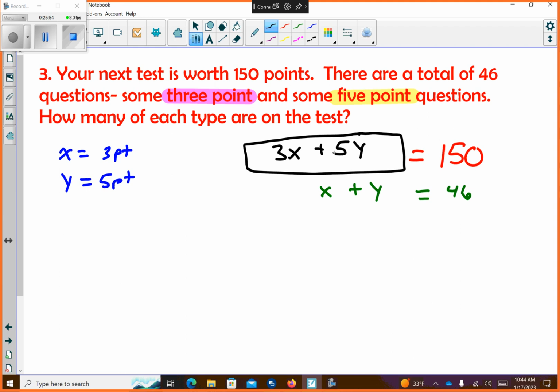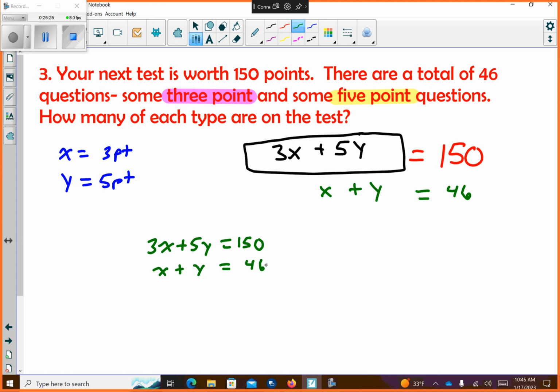Okay, I think we might be able to do elimination on this. I'm going to rewrite this. So I have 3x plus 5y equals 150, and I have x plus y equals 46. Right now, if I add those together, I'm going to get 4x plus 6y equals 196. An x or a y didn't go bye-bye.